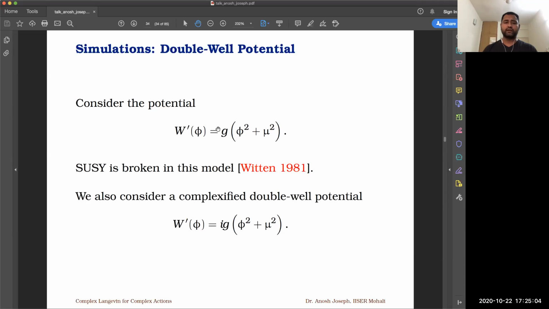So SUSY is broken when the superpotential is of this form. So we consider a complexified version of this, just make g into i times g. And we can use complex Langevin and check whether SUSY is broken or not in this model, and we can also use complex Langevin to study this theory.